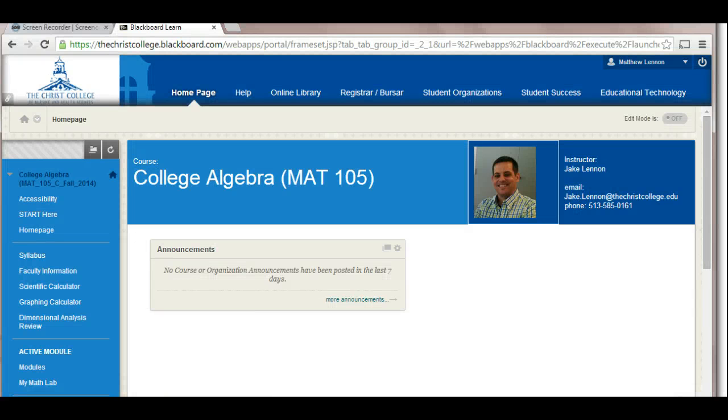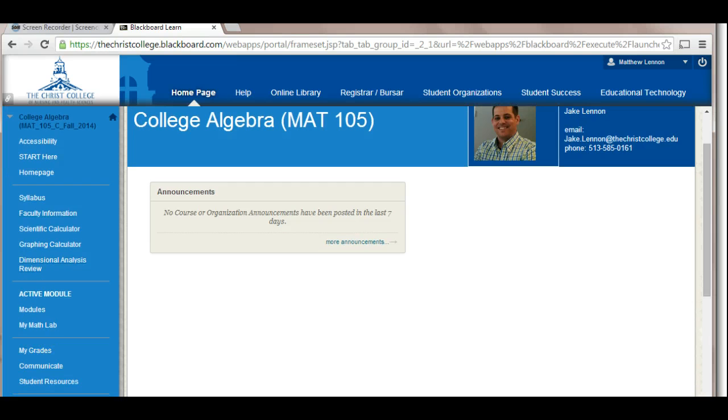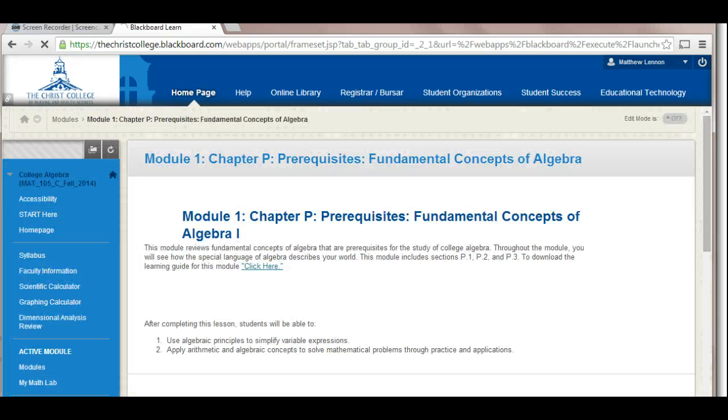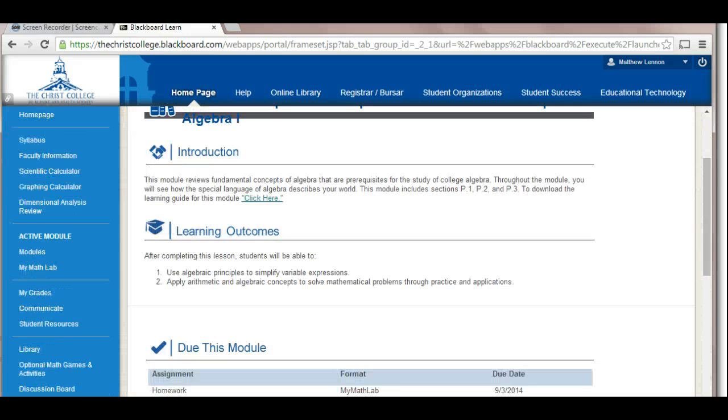So this is what your Blackboard homepage looks like. And underneath the college algebra, you can just scroll down to active modules. So click on modules. Right now, for the first 2 weeks, we have Module 1 available. So click there. And you have a bunch of stuff.